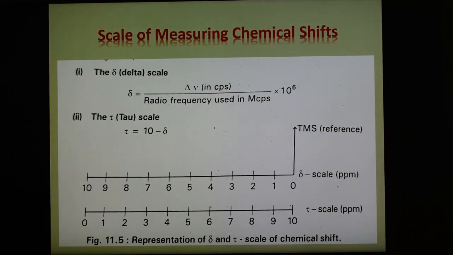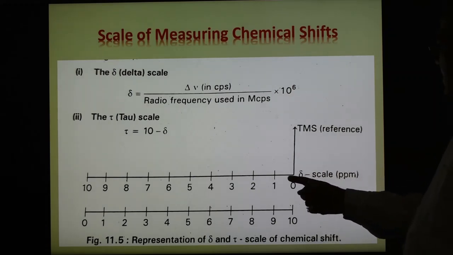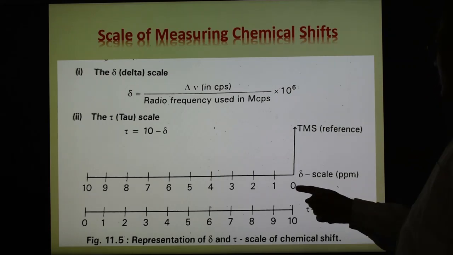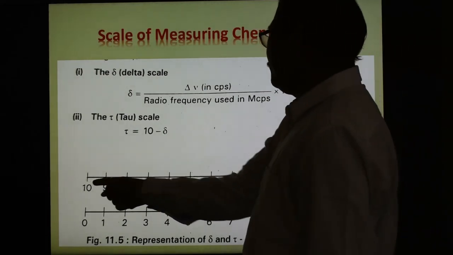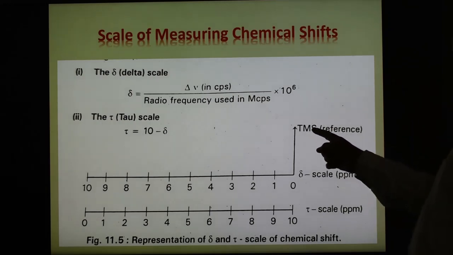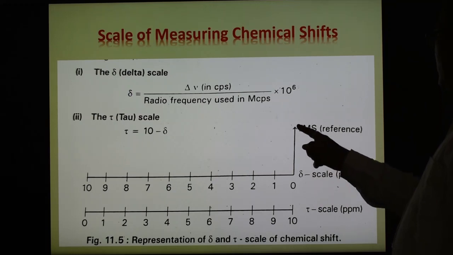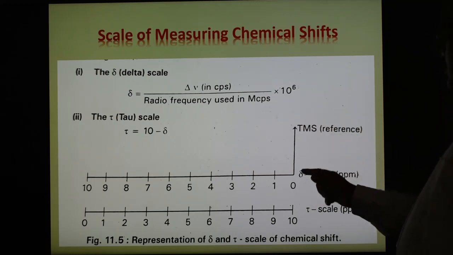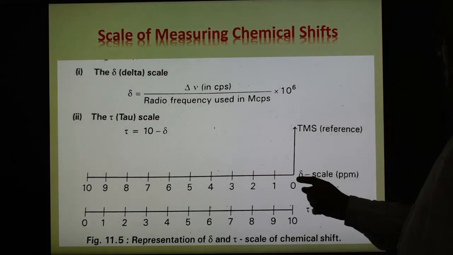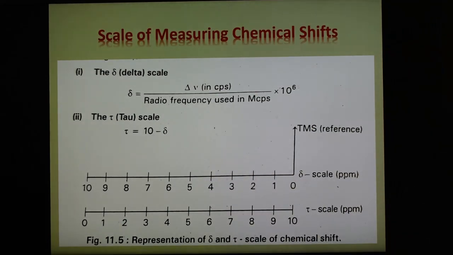So the scale is shown here, how to represent the delta scale and tau scale. Here the scale in ppm values is given: 0, 1, 2, 3, 4 up to 10. At 0 ppm the TMS signal is there, so this is the reference compound. TMS is a standard or reference compound, and as shown here the signal of TMS is always at 0 delta ppm, and other protons show signals downfield with respect to TMS.